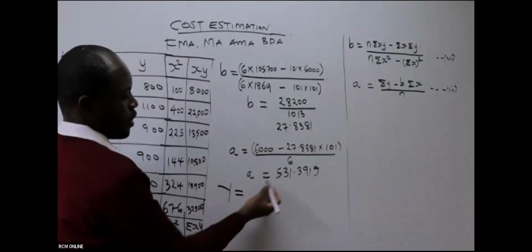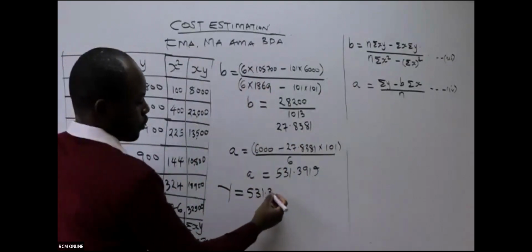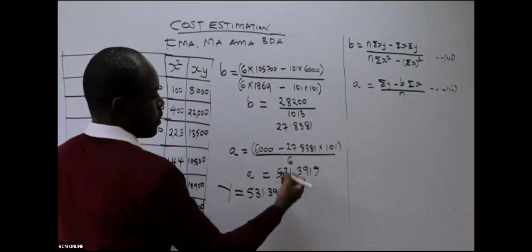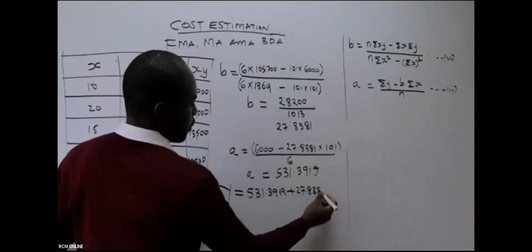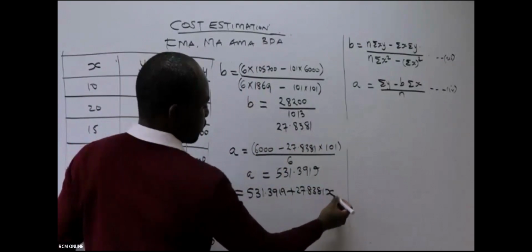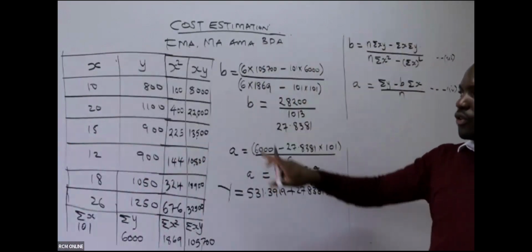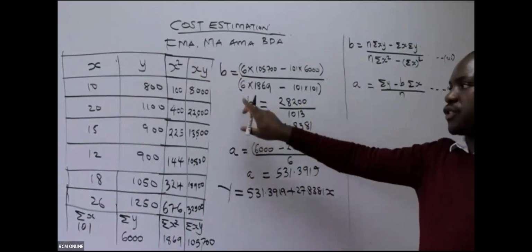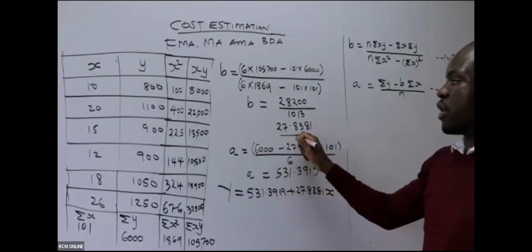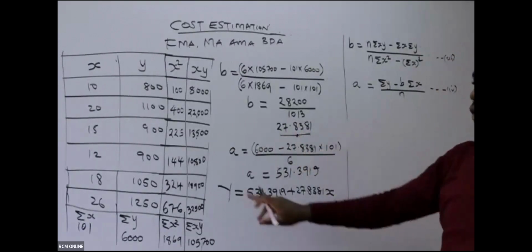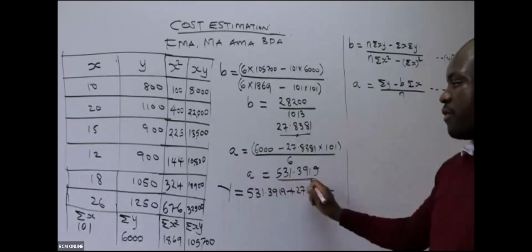This is the form of Y equal to A plus BX. So Y equal to A, 531.3919 plus BX, which is 27.8381 X. Good. If you are told to give us variable cost per unit, variable cost per unit is the gradient or slope of the curve, which is the value of B. If we are told to give us fixed cost, then our fixed cost is the value of A.